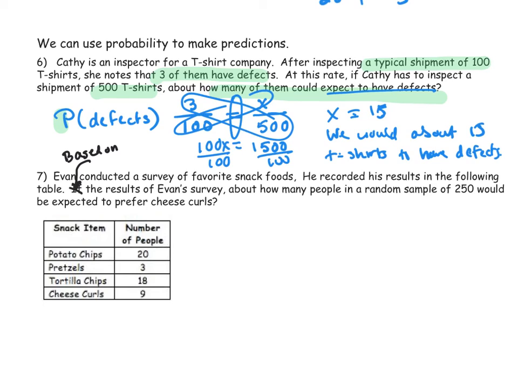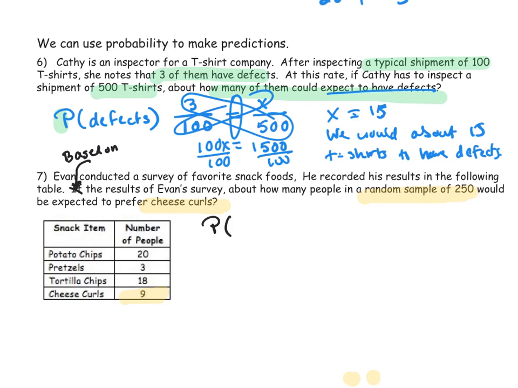He conducted a survey, okay, and we can see this here. The only bit of information that they gave us in this paragraph is that the random sample they want us to think about predicting for is 250, and we're looking for cheese curls. So we're going to start at the table. Now, sometimes to figure this out, it looks like 9 people liked cheese curls. So we at least have something to start with.